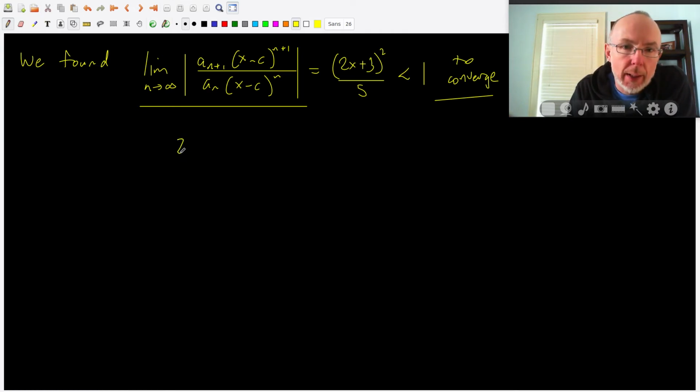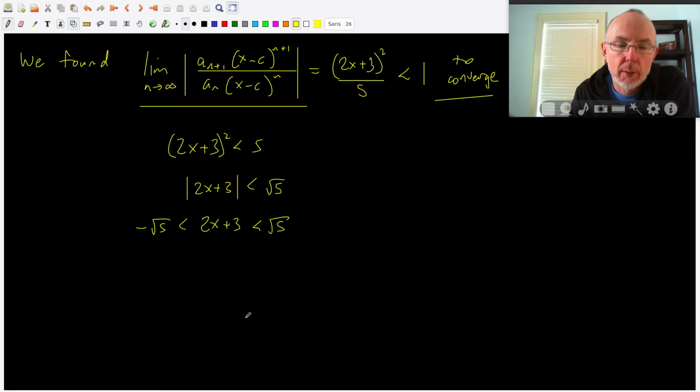Well, I can rearrange that, right? It has to be less than 1 if I want convergence. So I want this squared to be less than 5. And that means that the absolute value of 2x plus 3 has to be less than the square root of 5. Put another way, that means 2x plus 3 has to be between minus the square root of 5 and positive the square root of 5. Right? So you can see that the square root of 5 here is our radius of convergence.